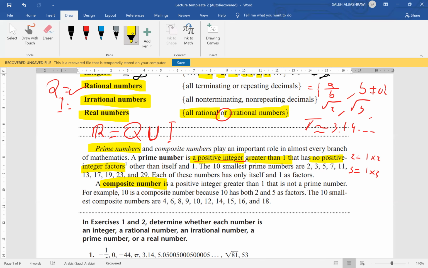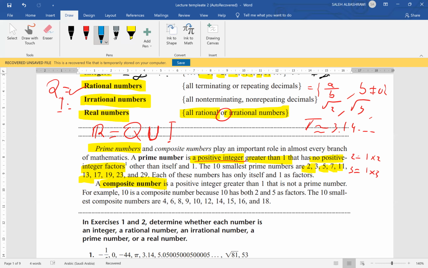For example, 2, 3, 5, 7, 11, 13, 17, 23. All of these are prime numbers. I cannot write these numbers as a multiplication of two numbers other than 1 and itself. So it is 1 times 2, 1 times 3, 1 times 5, 1 times 7. We call these prime numbers.